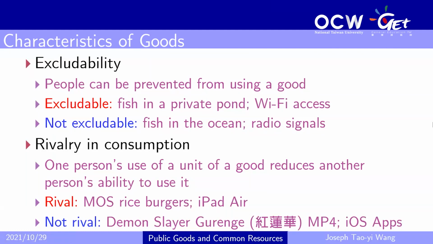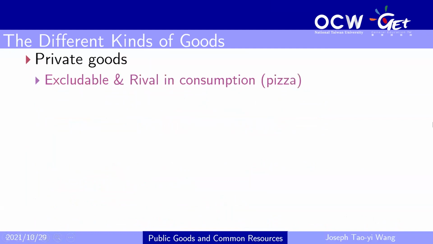Depending on whether it's rival or not, and excludable or not, you can distinguish four kinds of goods. The first one is the normal one, private goods, which are both excludable and rival in consumption. For example, if I order a slice of pizza, it is excludable because if I don't give it to you, you cannot consume it. I can keep other people from consuming it, but it's rival in consumption as well. If I take a bite, your enjoyment of this pizza would go down.